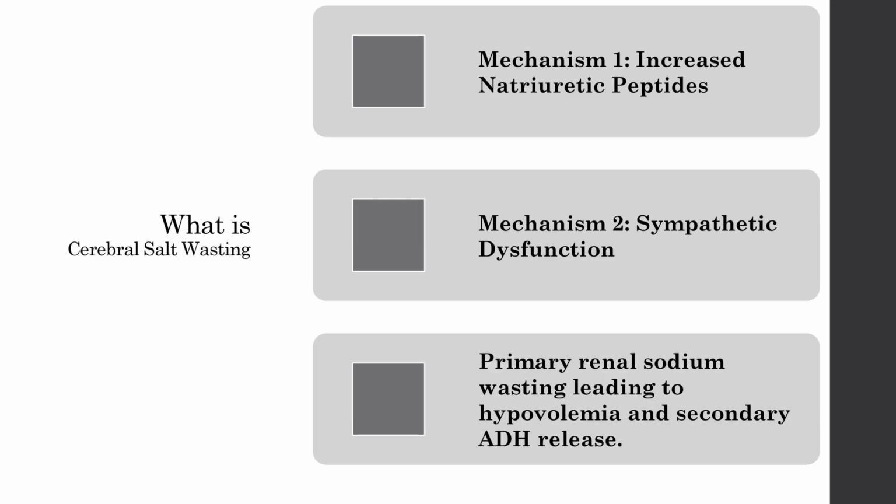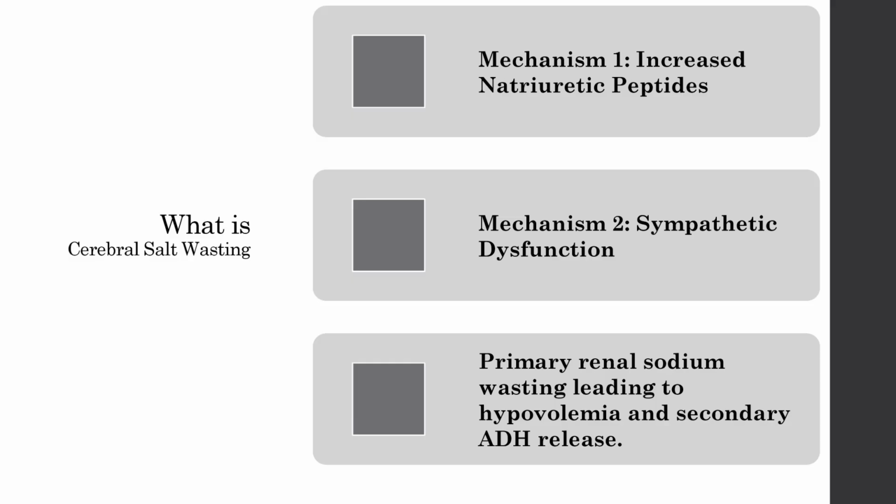The exact mechanism is not completely understood, but two major pathways have been proposed. Mechanism 1. Increased natriuretic peptides. Brain injury causes increased release of brain natriuretic peptide and atrial natriuretic peptide. These hormones increase urinary sodium excretion, promote diuresis, and suppress renin and aldosterone secretion. As a result, the kidneys lose sodium and water, leading to hypovolemia.